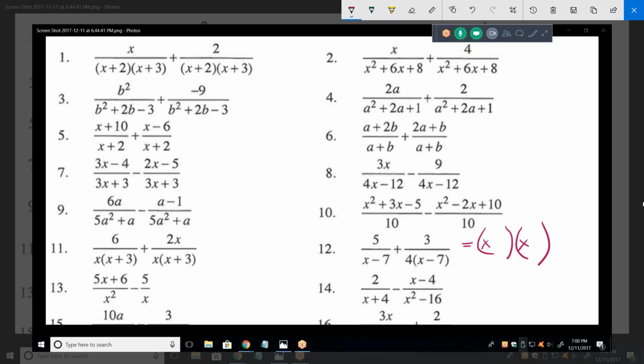So it's x and x. Wow. Doesn't factor. Why would they give you one that did not factor? Nor does the next one. Okay, I see what they're doing. This problem is not a factoring problem.